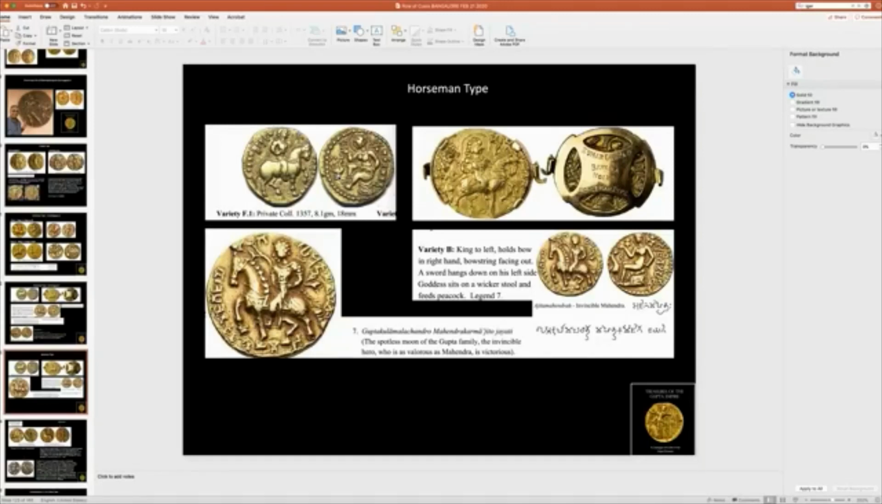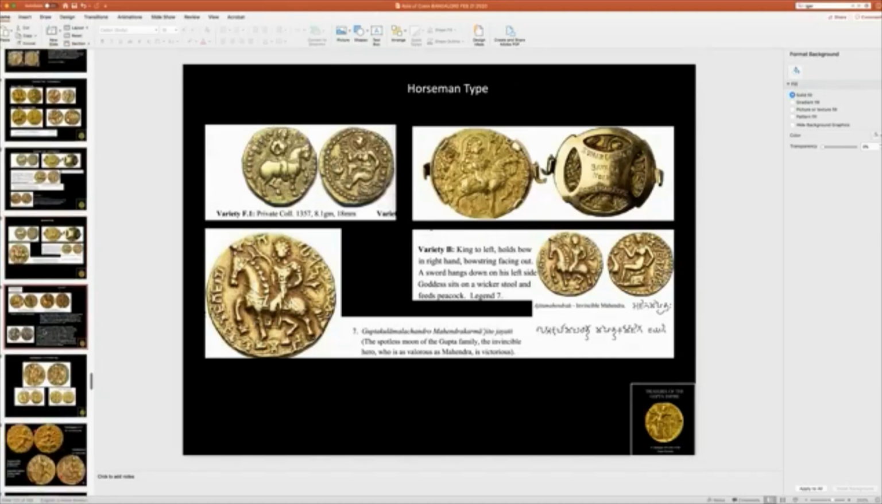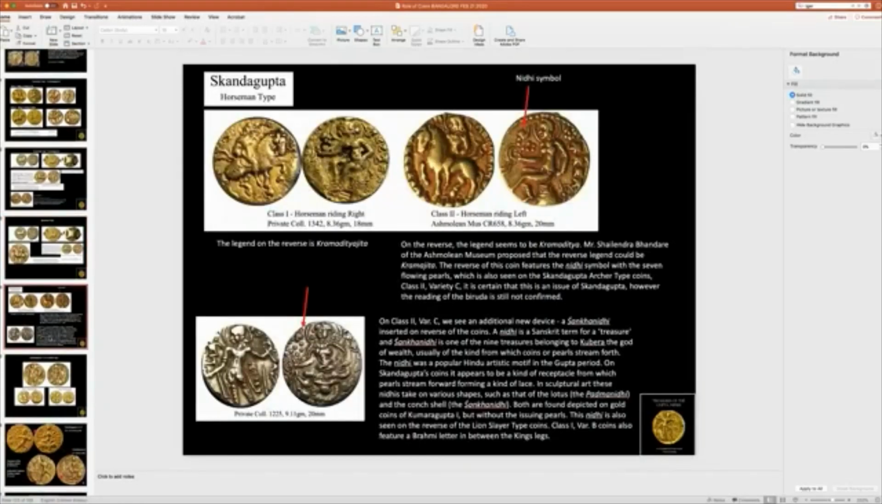The king can be shown to the right, to the left, and mostly always with a weapon, right? This is the Kumaragupta horseman type. Now, in the horseman type, after Kumaragupta, we did find coins which are struck by Skandagupta. Very rare coins.